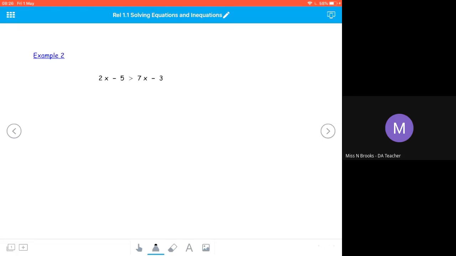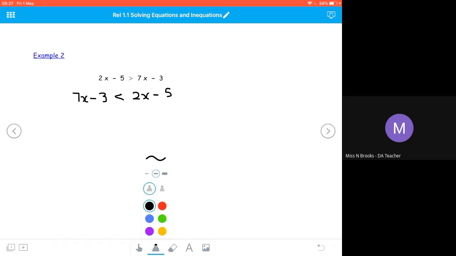Now, because I've got a larger number of x's on the right-hand side of my equation, I'm actually going to rewrite this for my first step so that I don't have to worry about having negative x's in my final stage of my working out when I'm isolating x. So I've got 7x take away 3 is less than 2x take away 5.